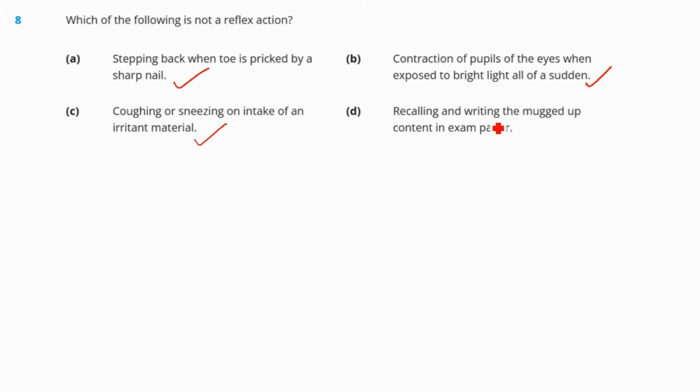Recalling and writing the marked-up content in an exam paper. This is not a reflex action. This is memory, right? So this is not a reflex action, and our correct answer.